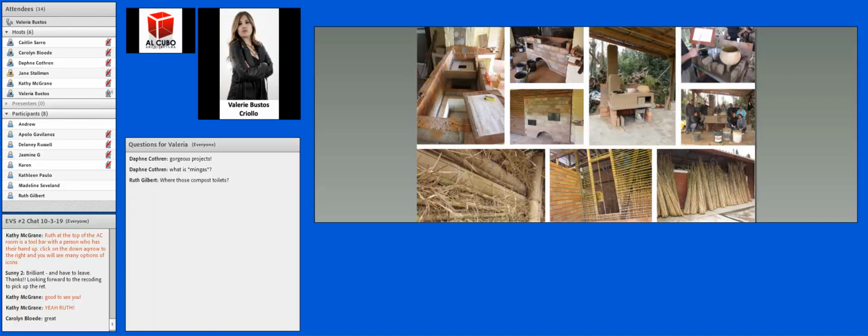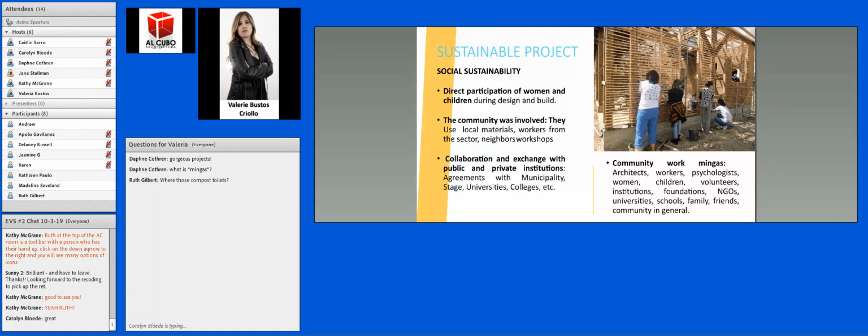And this is the natural fibers used for insulation. This is an interesting material. It's Sixal. It's very common in the region, in the land of this project. And we collect this material with the neighbors and use it for insulation.